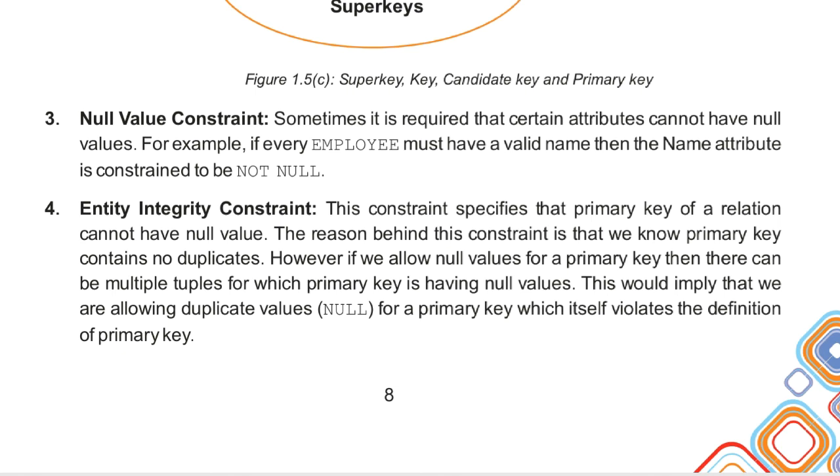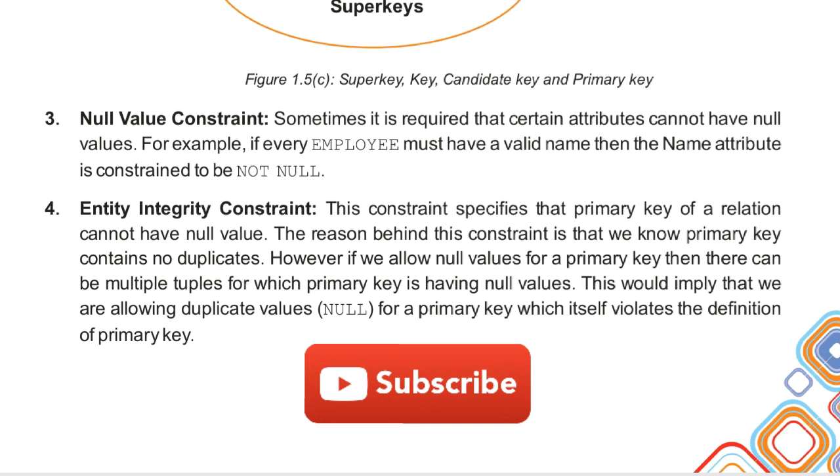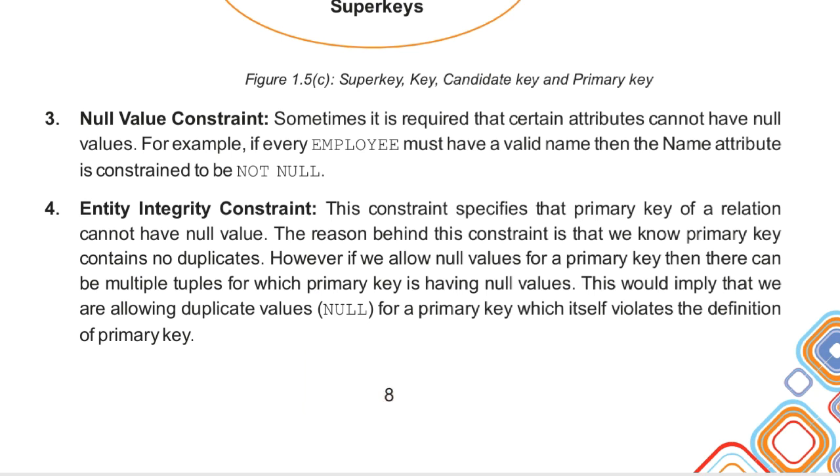This was about the null value constraint, that sometimes it is required that certain attributes cannot have null value. For example, if every employee must have a valid name, then the name attribute is constrained to be not null, which I have told you earlier also. The name of the employee cannot be null at any point, because if we know the name of the employee, why would we set it as null? So it is the not null constraint, that the name of the employee cannot be null in any condition.